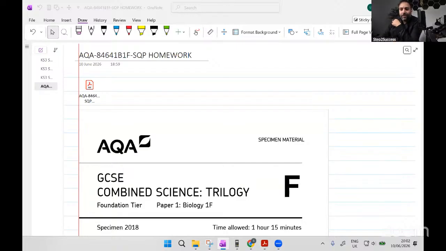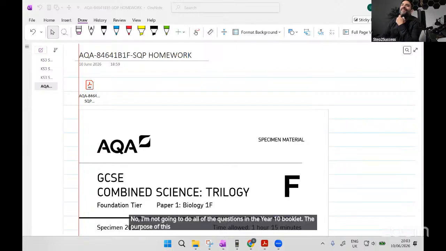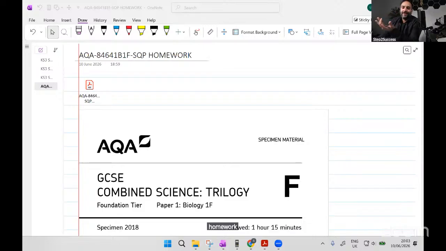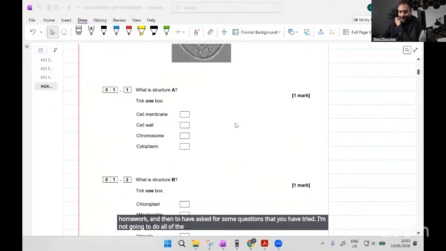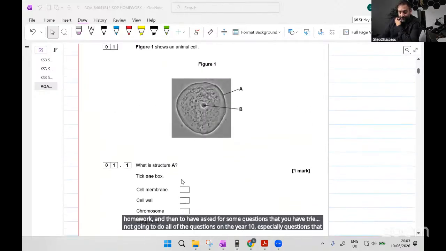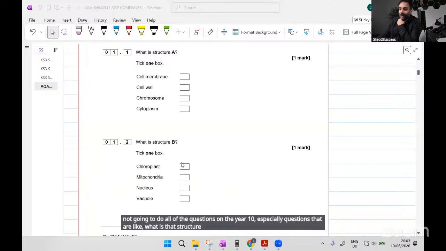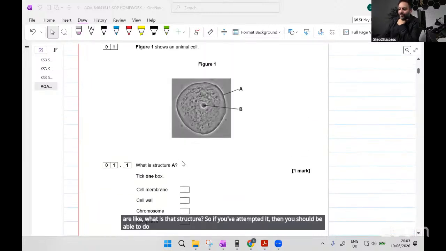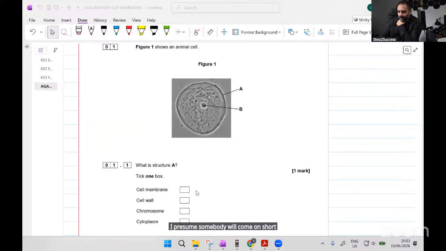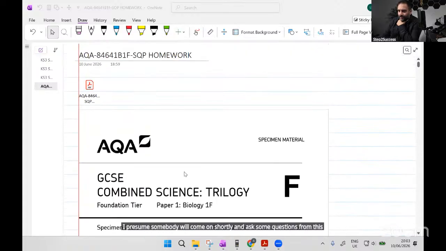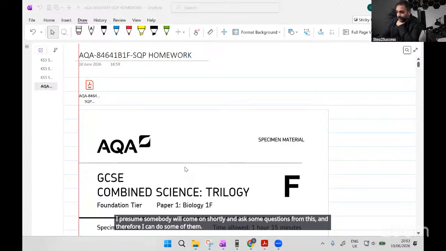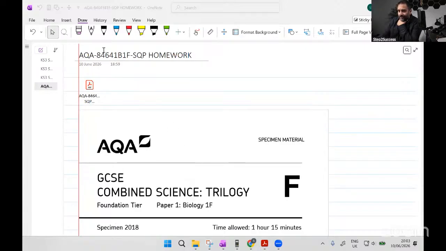No, I'm not going to do all of the questions in the year 10 booklet. The purpose of this session is for you to have attempted the homework and then to have asked for some questions that you have tried. I'm not going to do all of the questions in the year 10, especially questions that are like, what is that structure? If you've attempted it, then you should be able to do some of these questions. But I presume somebody will come on shortly and ask some questions from this, and therefore I can do some of them. Shreyans usually asks some questions.